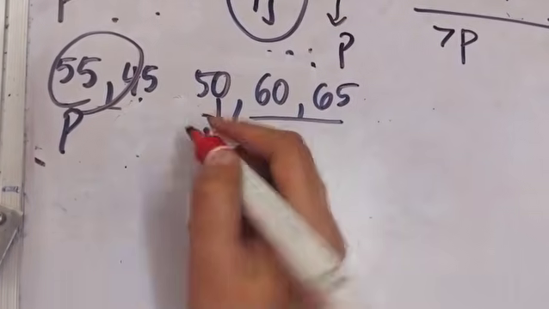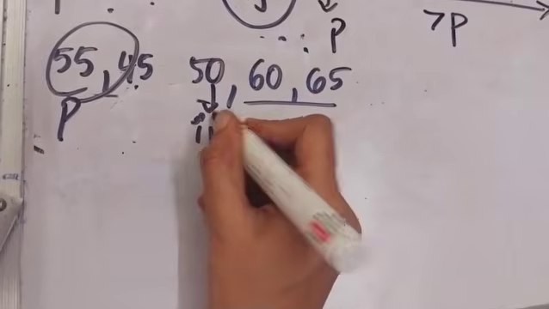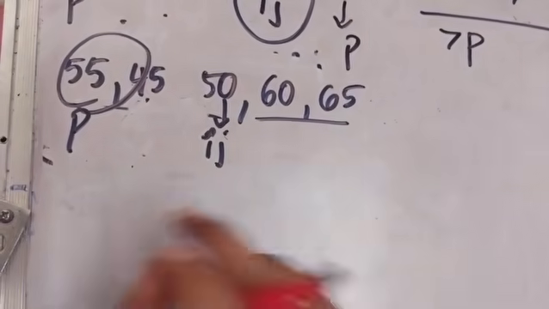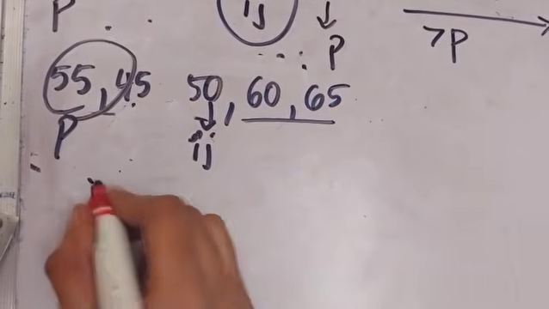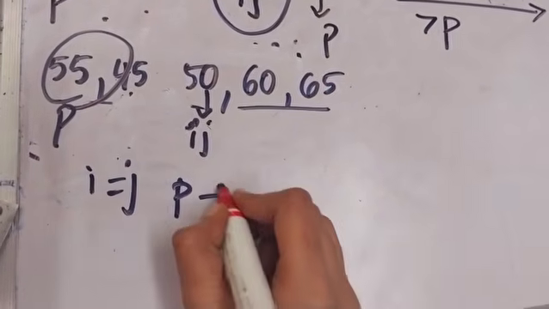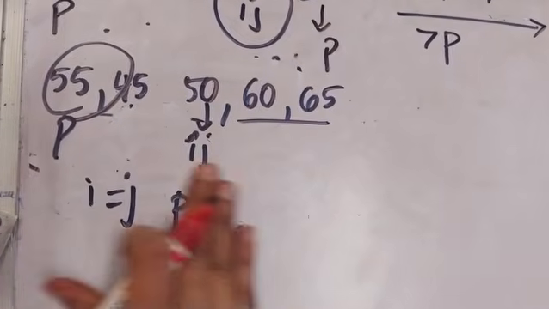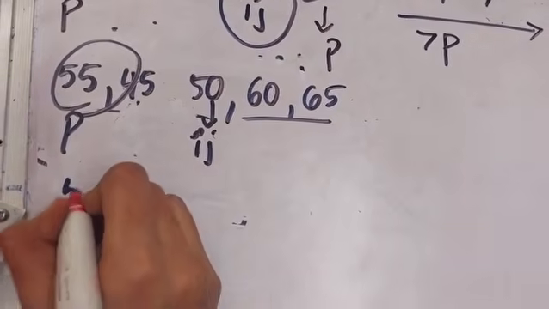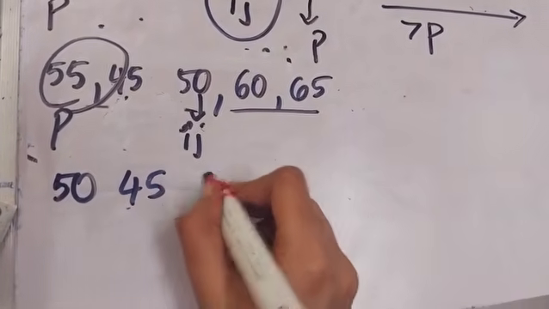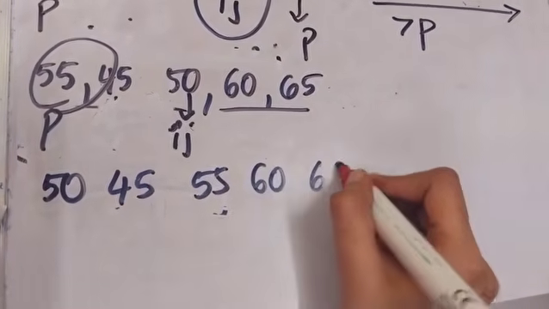This becomes my I now as well as J. So is J greater than P? No, leave it as it is. Now whenever I encounter something like this, what do I do? Whenever I equals J, swap pivot with J. So let us swap pivot with J. So I get what? 50, 45, 55, 60 and 65.